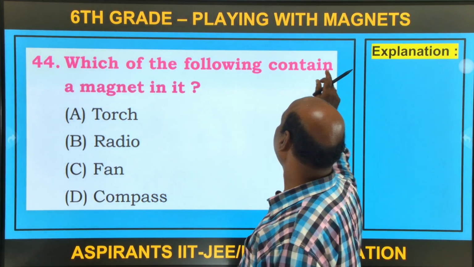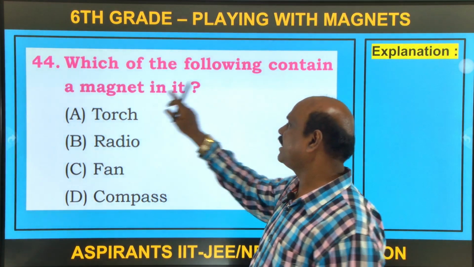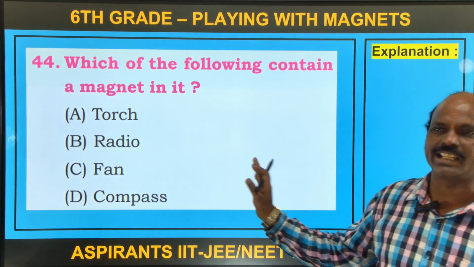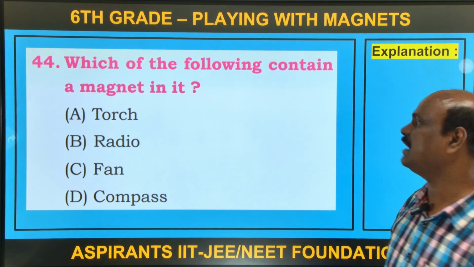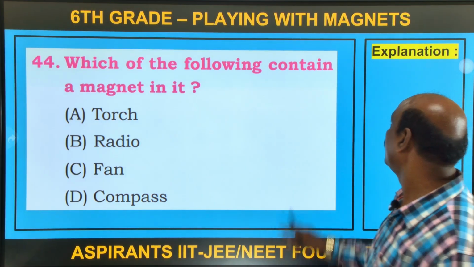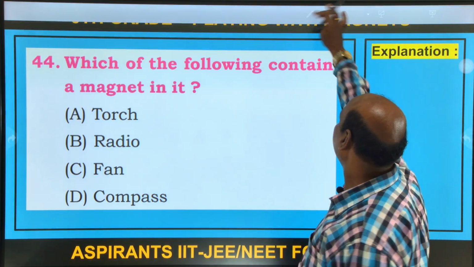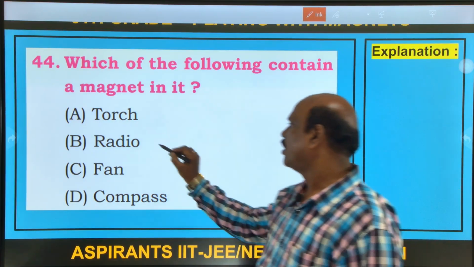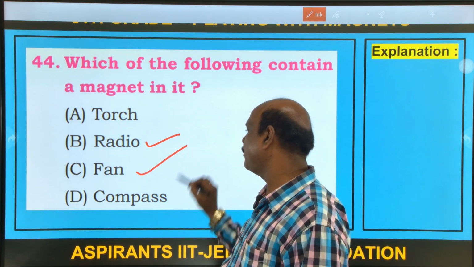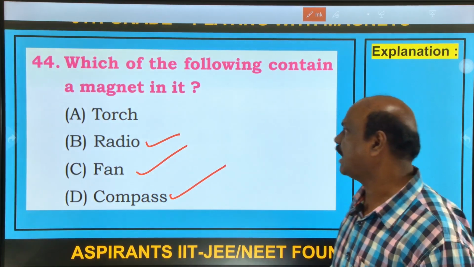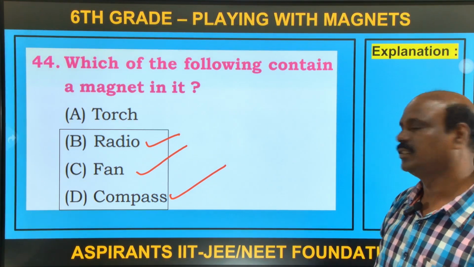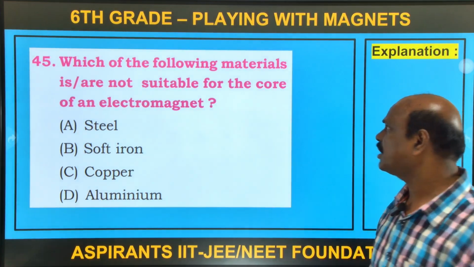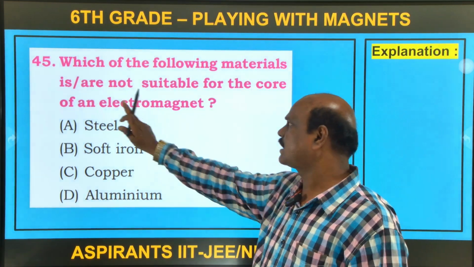Which of the following contain a magnet in it? I have already discussed the same question, but there we asked which one does not have a magnet. Here we are discussing which of them have a magnet. We already discussed this and we know it. So radio will have a magnet, fan will have a magnet and compass will have a magnet. So what is the answer? These three. Next.